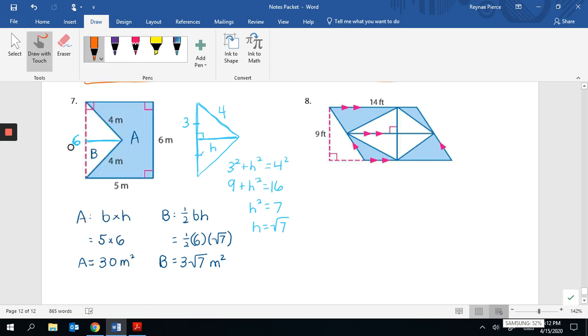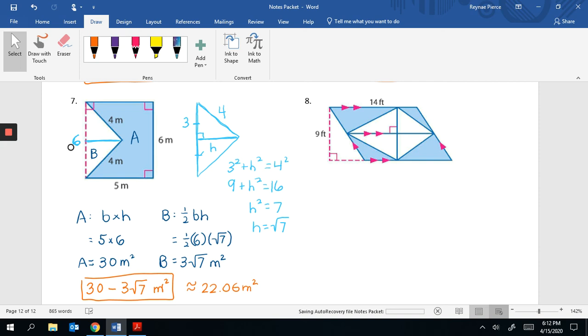Okay. Here we're taking the area of the rectangle and we're taking away the area of that triangle. Okay. Now here, this is an exact answer, again, because we've got another irrational number. Okay. But if we go ahead and take 3 times the square root of 7 and take that away from 30, we get about 22.06 square meters.